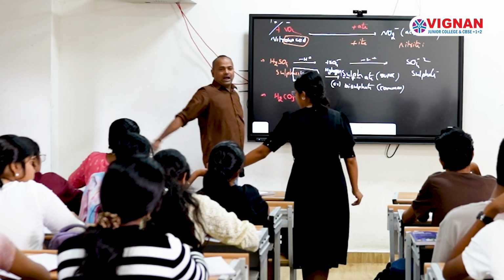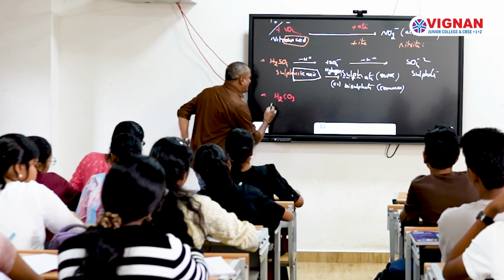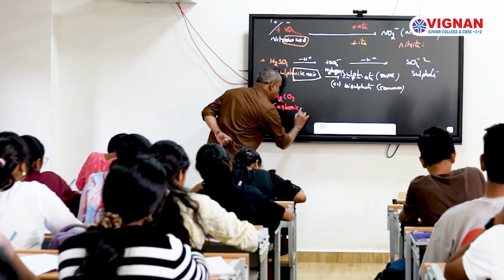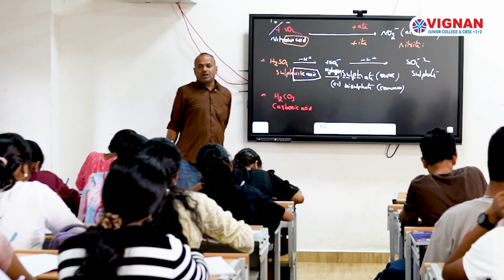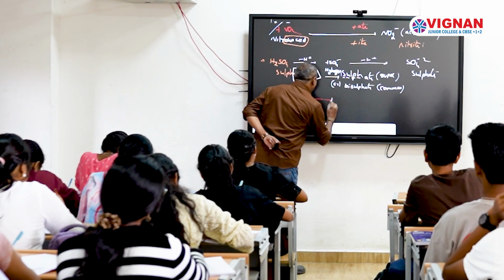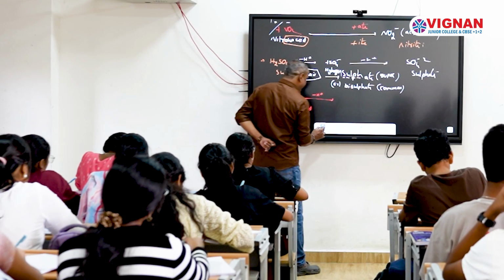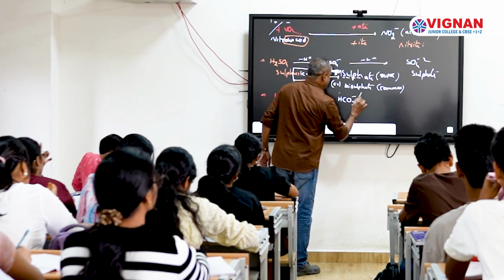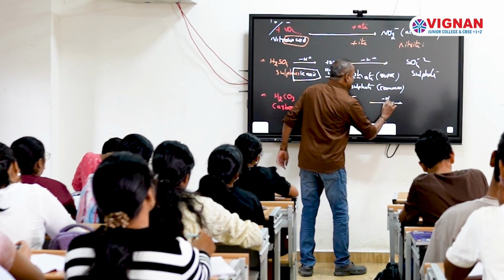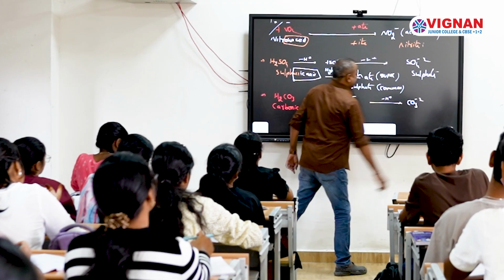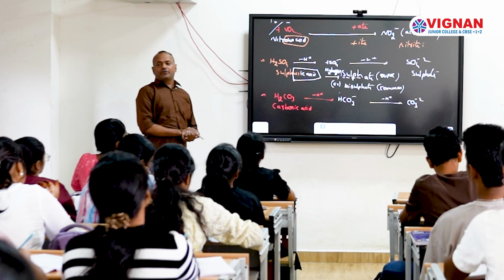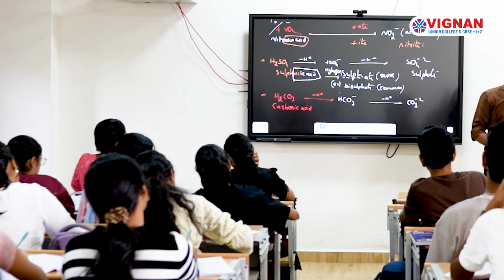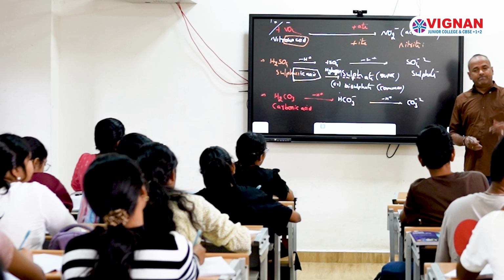H2CO3. I'll give the parent name. Parent name is called carbonic acid. And two anions are: one anion, removal of one H plus ion, formula is HCO3 minus. And the second ion is CO3 2 minus. Tell me now, the two names of HCO3 minus are hydrogen carbonate as well as bicarbonate.